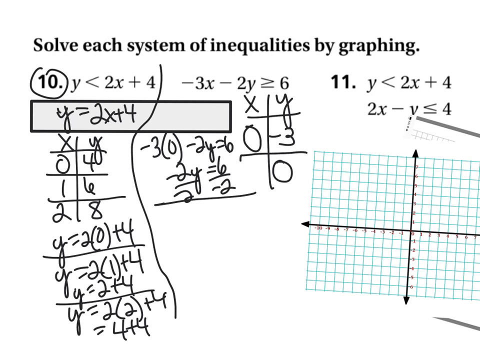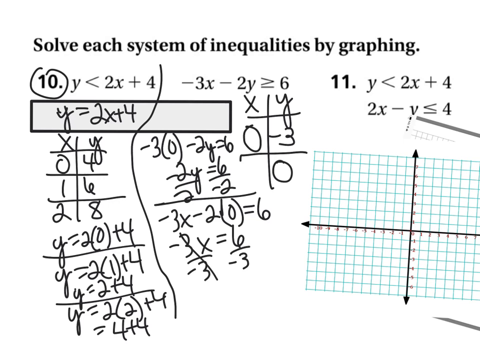Then we could put a 0 in for y. Negative 2 times 0 is 0. So we've got negative 3x equals 6. And divide by negative 3, and that would be negative 2. So (-2, 0) would be another point on that line. So these would be some points that would be along these boundary lines for our inequality.